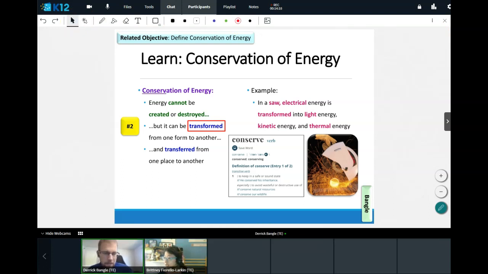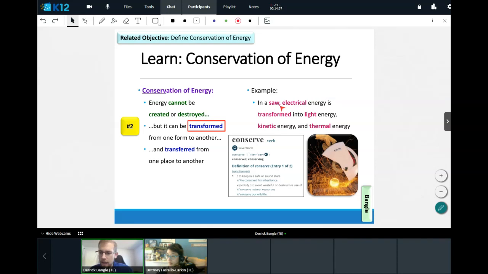I believe I accidentally mentioned this early during our last lesson, but the conservation of energy is simply the statement that energy cannot be created or destroyed, but it can be transformed from one form to another and transferred from one place to another. So, for example, in a saw, electrical energy is transferred into light energy, kinetic energy, and thermal energy. So, at any point during a mechanical action or with a machine or an energy source, we will see this take place in multiple different scenarios in everyday life.